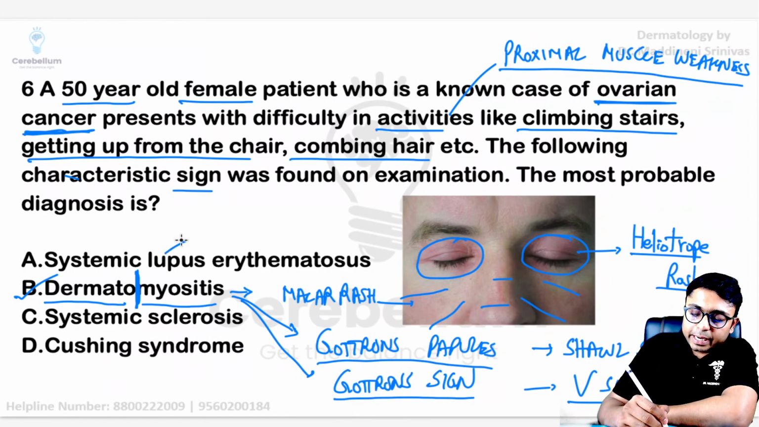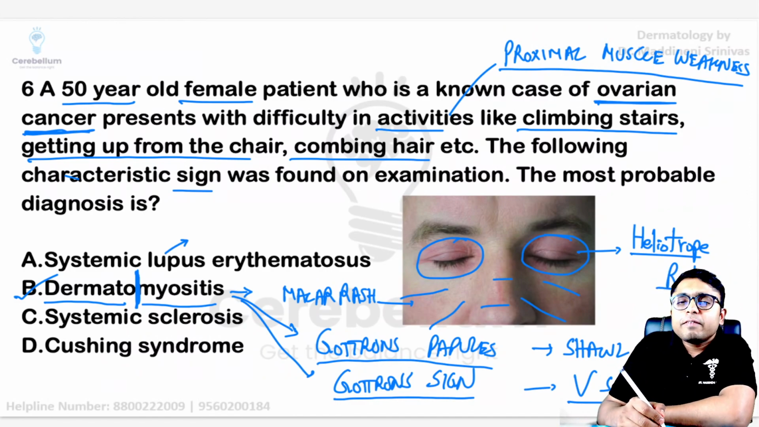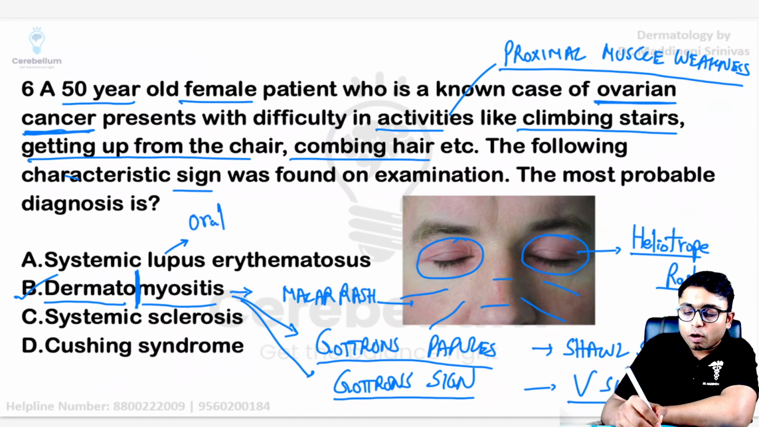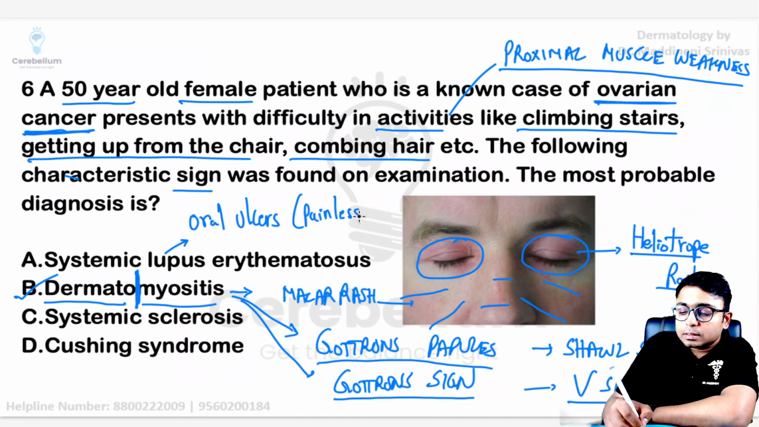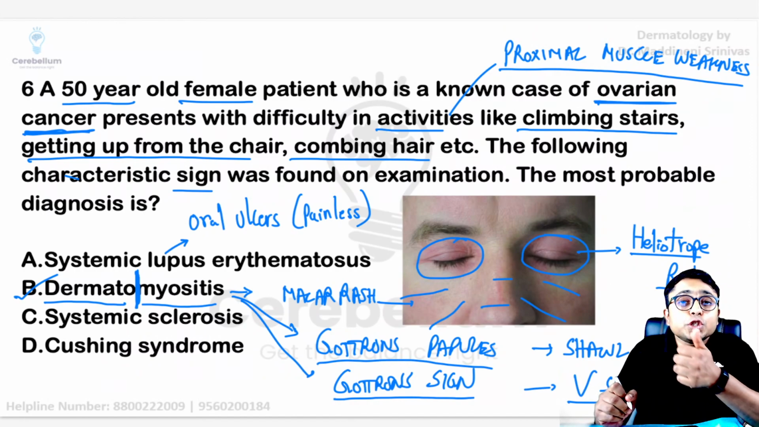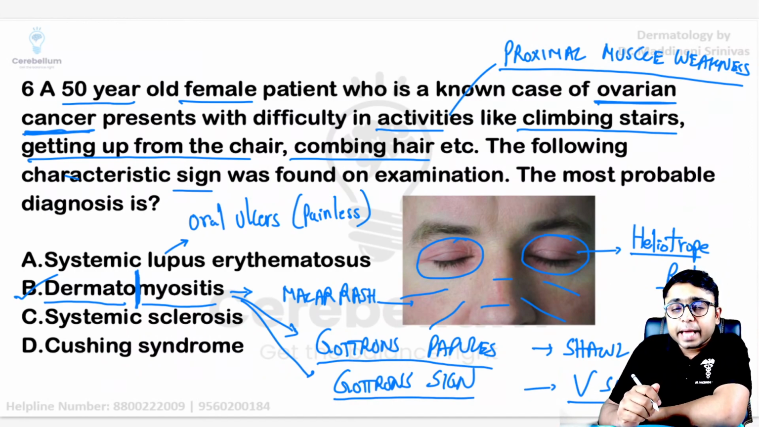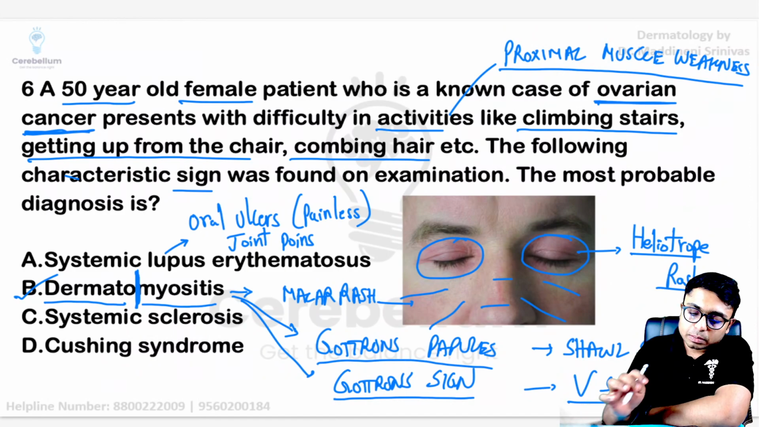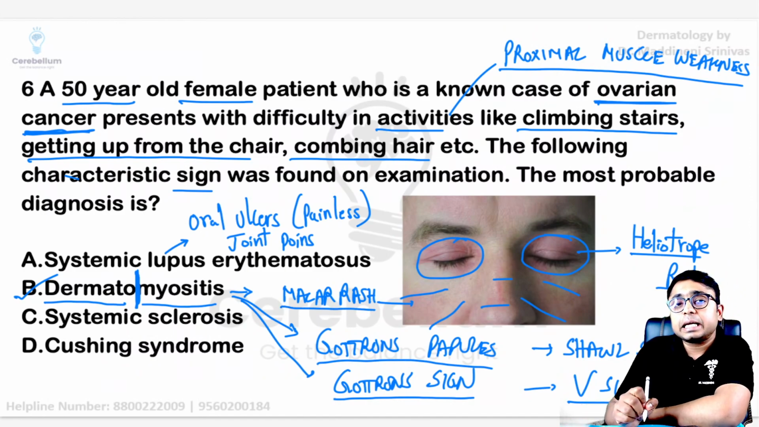So you might be wondering why it cannot be SLE, because malar rash can be seen in SLE also. But please remember, if it has to be SLE, this muscle weakness point should not be given in the question, but instead there can be mention of oral ulcers which are characteristically painless, and there can be involvement of the joint pains can be given in the question. Joint pains, history of fever. If they are all mentioned, then it would have been systemic lupus erythematosus. But otherwise, malar rash can also be seen in dermatomyositis.